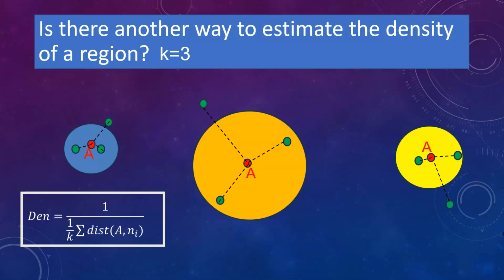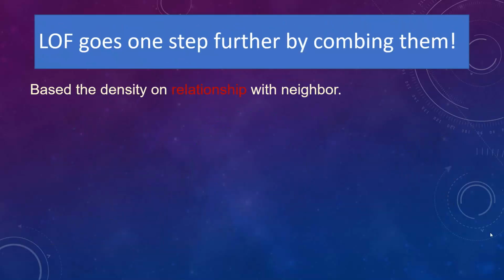Now, this approach also has its own problems in that if all of the points are very close to each other, this density tends to blow up. So what we're going to do is come up with a wholly different approach, and LOF goes one step further by combining the 2 different approaches.